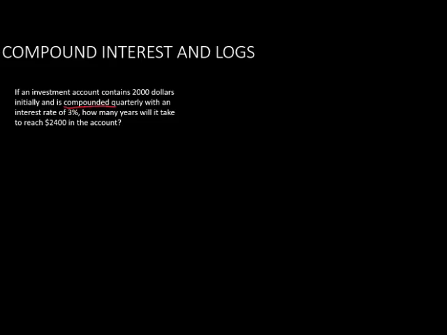We can see that it is compounded quarterly, so once again, we'll write our compound interest formula. That formula says that y is equal to p times 1 plus r over n, all raised to the n times t. Let's have a look at the passage and see which letters we know.